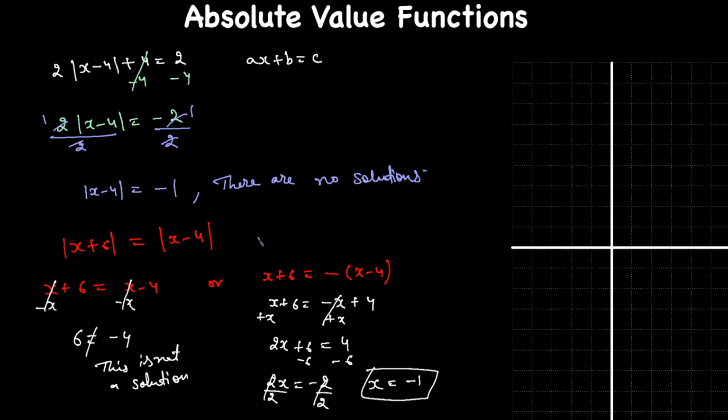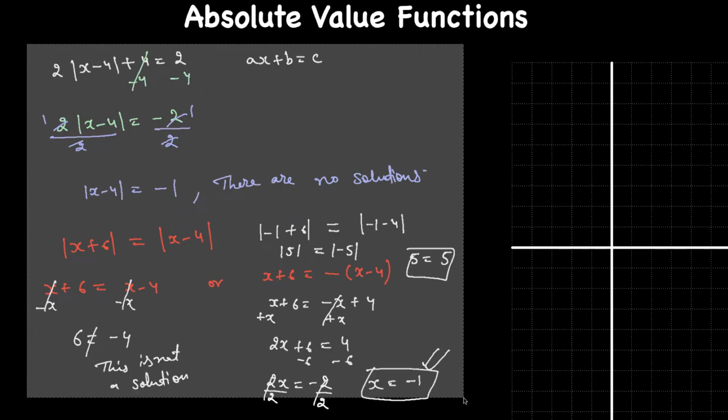So x is negative 1. On the left hand side we got negative 1 plus 6, and on the right hand side we got negative 1 minus 4. So on the left hand side we got the absolute value of 5, and on the right hand side we got the absolute value of negative 5, and both are equal to 5. Okay, so that means this is the solution. So that's how you can solve absolute value equations. And now I'm going to go over some absolute value inequalities.